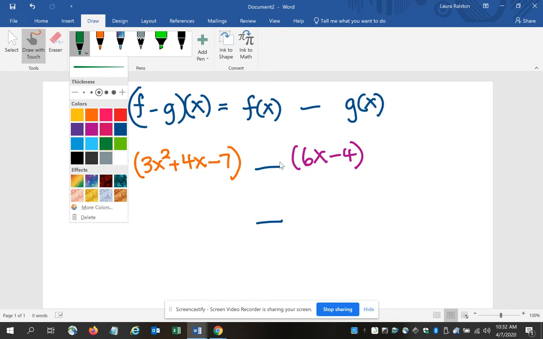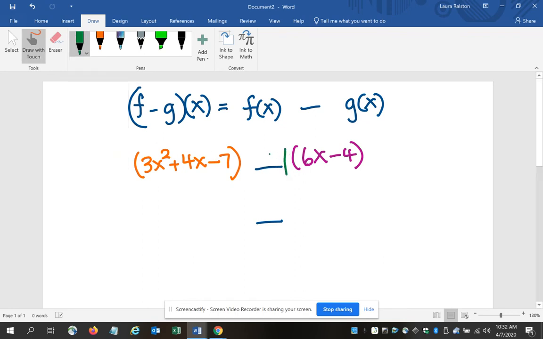Well, if I'm going to subtract those two things and avoid a sign error, I need to remember to distribute this -1. So I would have 3x squared plus 4x minus 7 minus 1 times 6x would be minus 6x. Minus 1 times minus 4, minus times a minus makes plus 4.